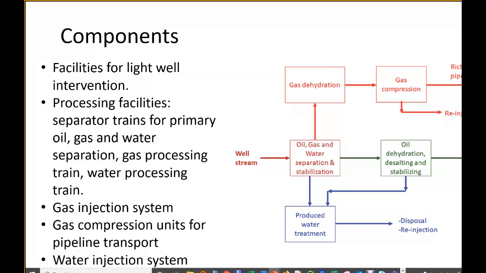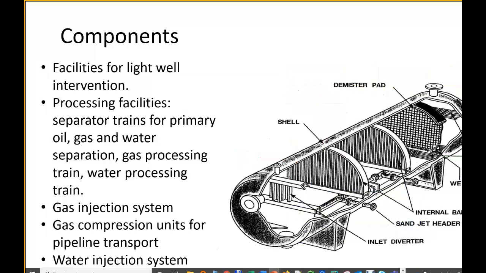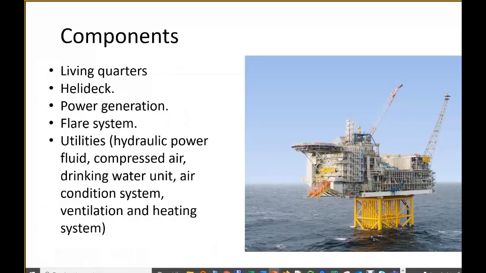Okay, then you have gas injection systems, gas compression units for pipeline transport, water injection systems, and they eat a lot of power, and they also eat a lot of space. They are heavy machinery components. Yeah, I guess all of you have seen a separator, how it looks like, the internals.